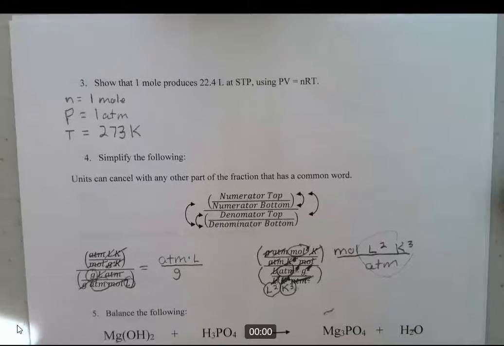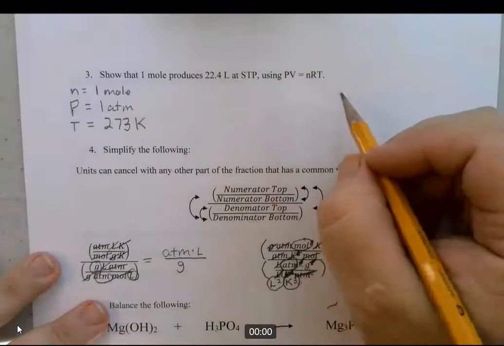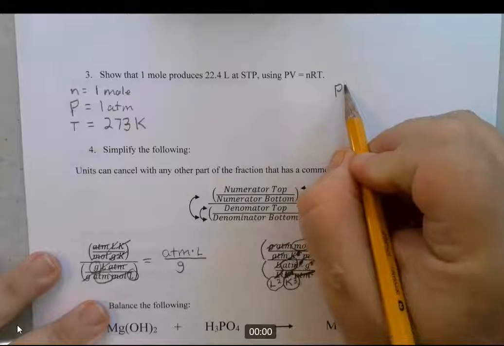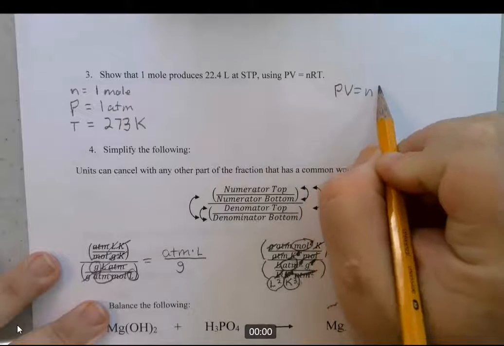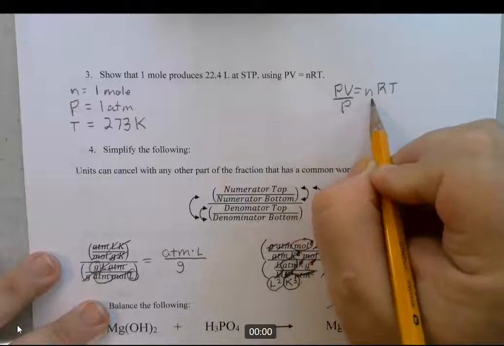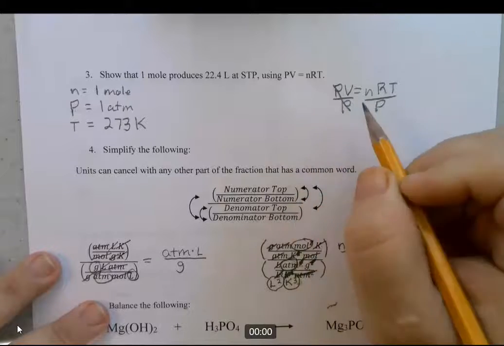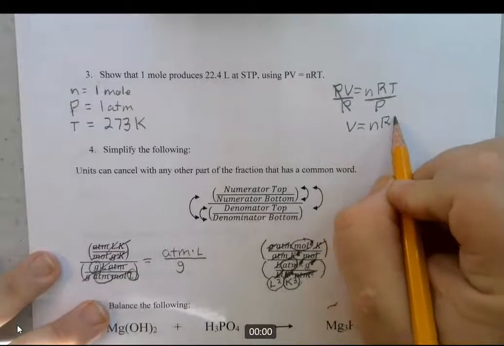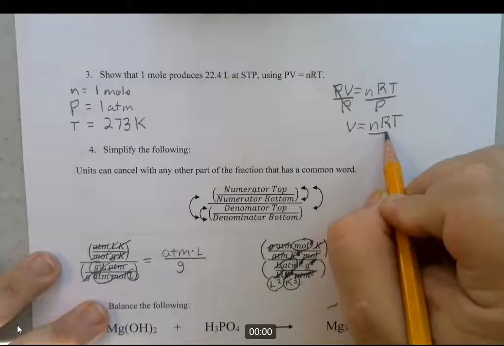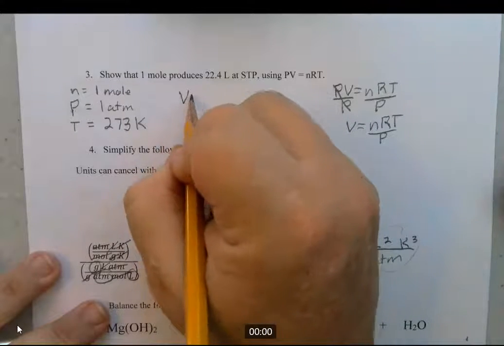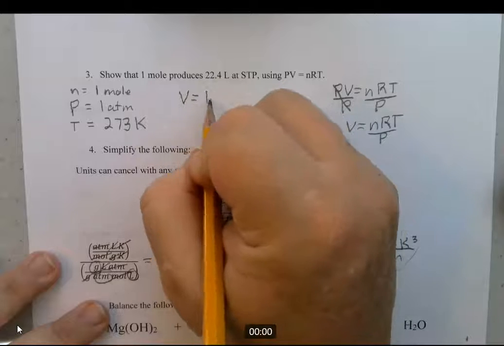Okay. All right. So let's plug them in, and first of all let's solve for V. So PV equals nRT. Divide both sides by P. Cancel, and you have V equals nRT over P. All right, so let's come over here and write it out. V equals, n is 1 mole.